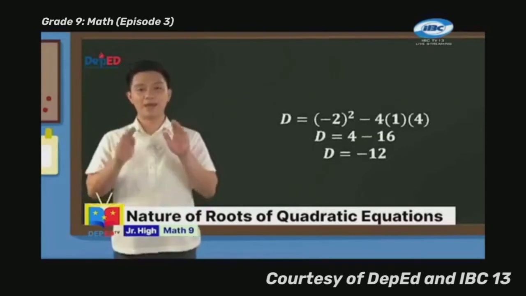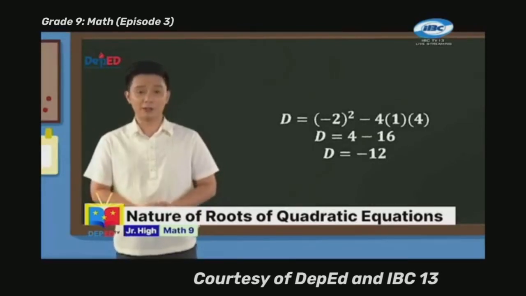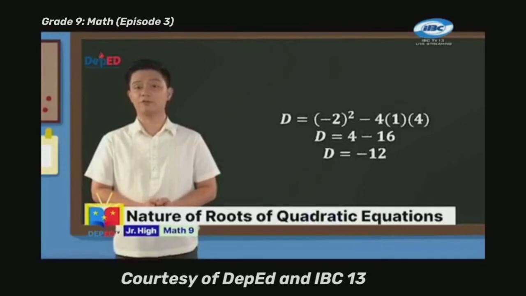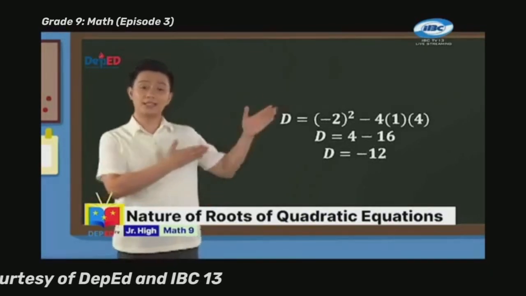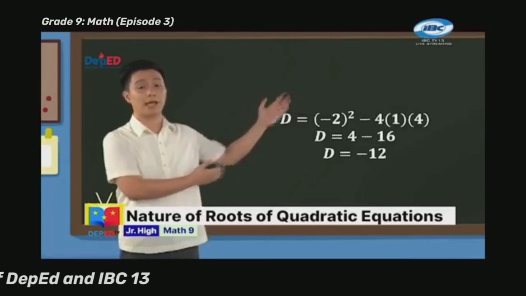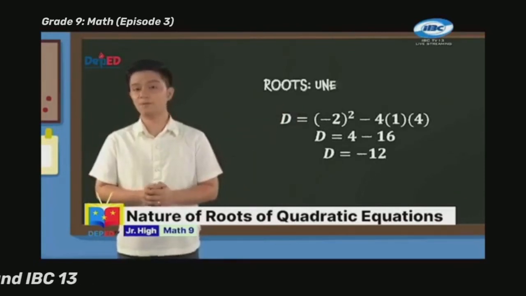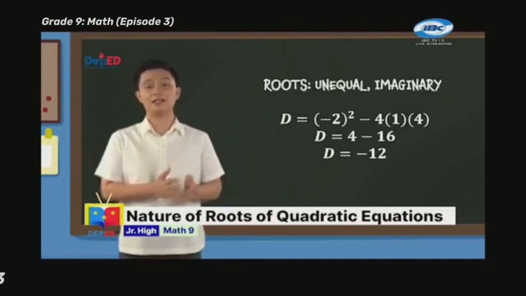Time is up. Pen down. The value of the discriminant is negative 12. It is negative, or less than 0. See the computation. Hence, the roots are unequal and imaginary.